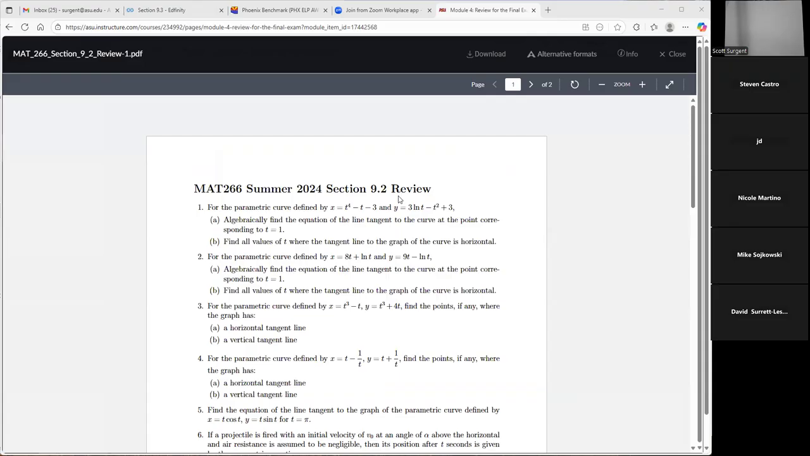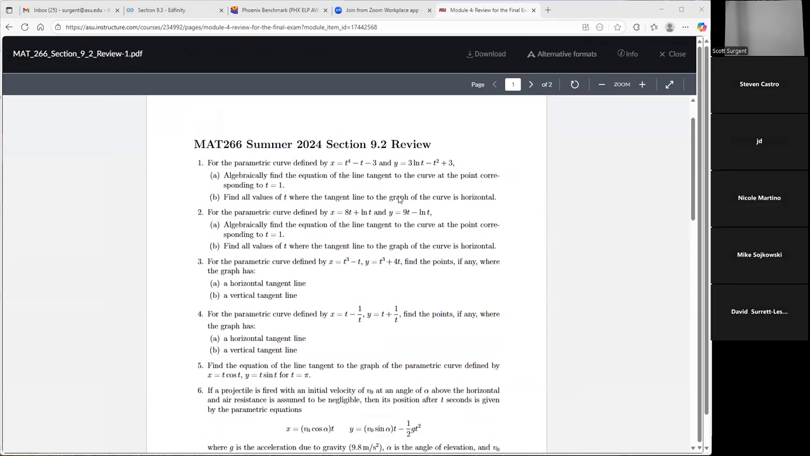We could just do number one. For the parametric curve defined by what you see there, algebraically find the equation of the line tangent to the curve at the point corresponding to t = 1. Find all values where the tangent line to the graph of the curve is horizontal. All right, let me just copy it.